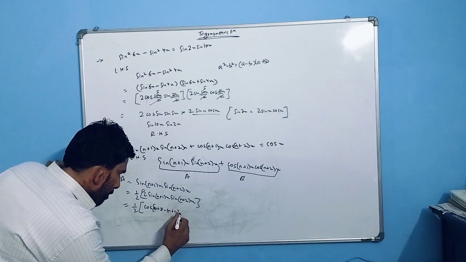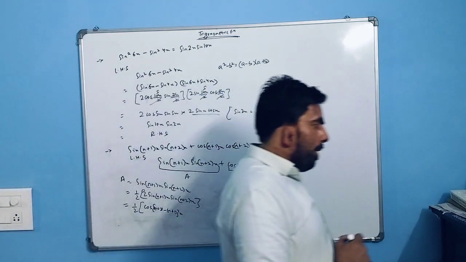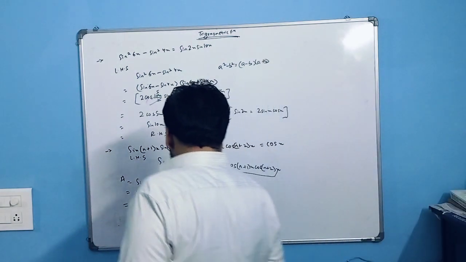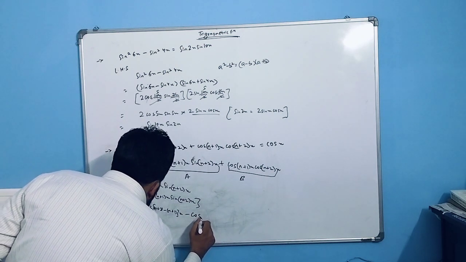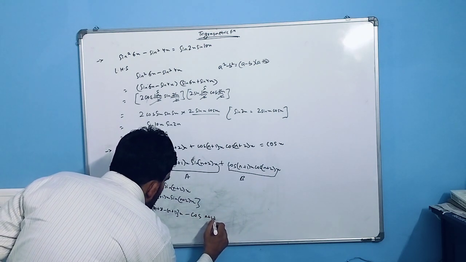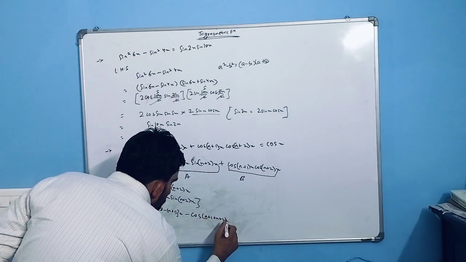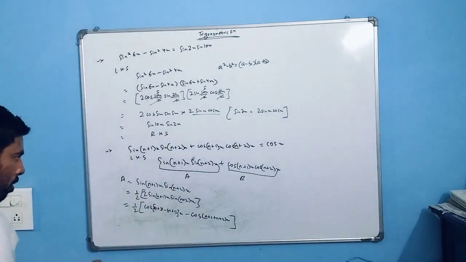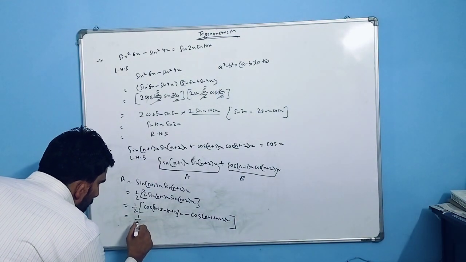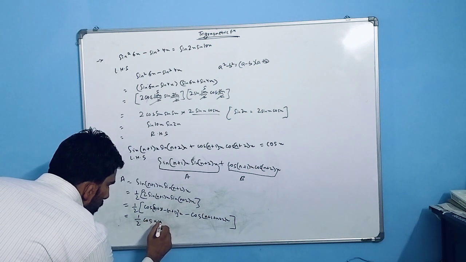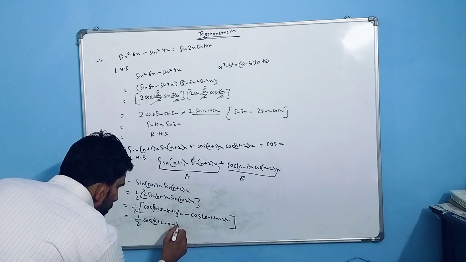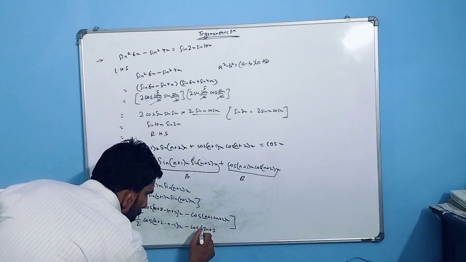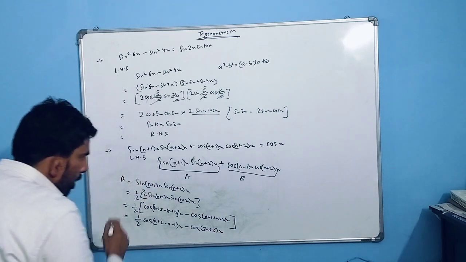x minus y. We have the identity for that case: 2 sin x sin y equals cos(x minus y) minus cos(x plus y). So now I got what here. If I open the bracket, okay, so I got this one.